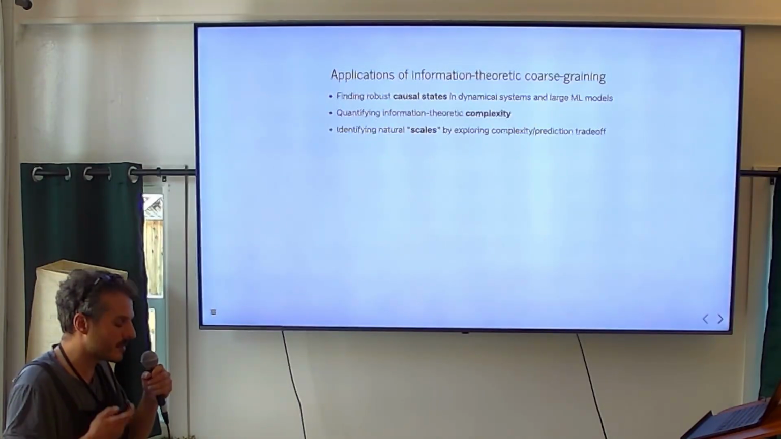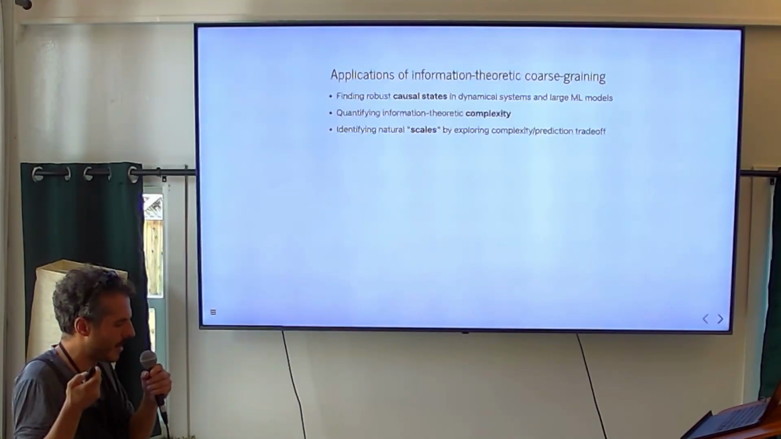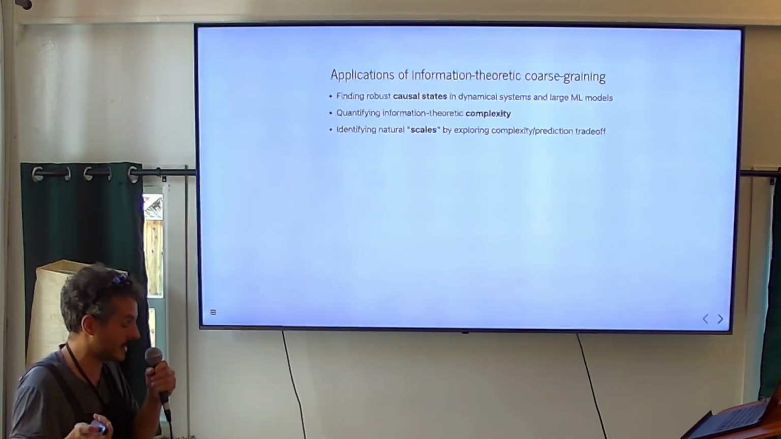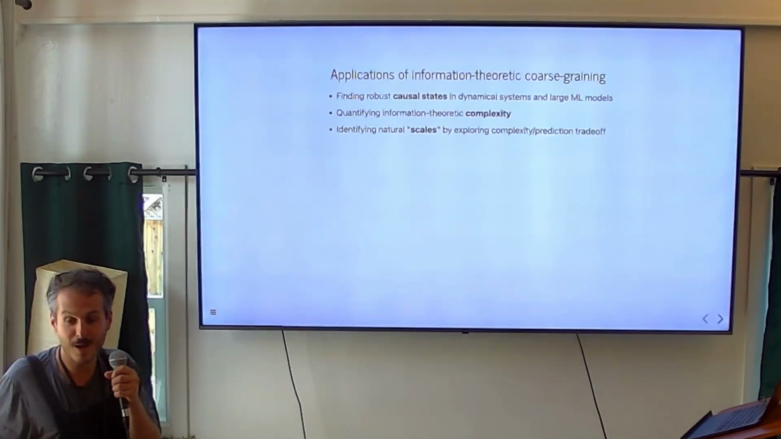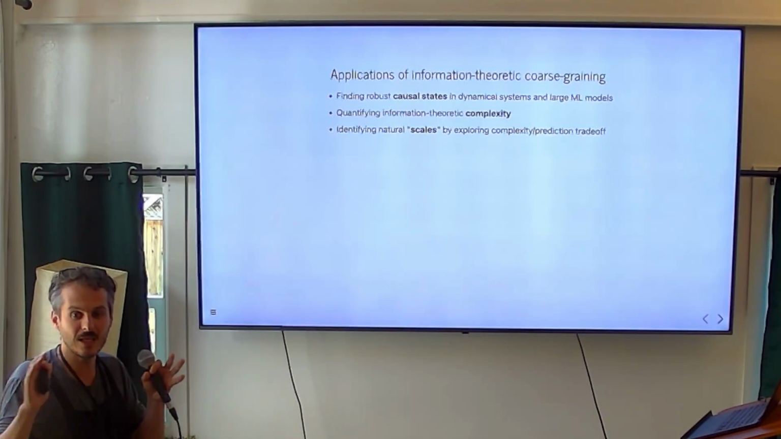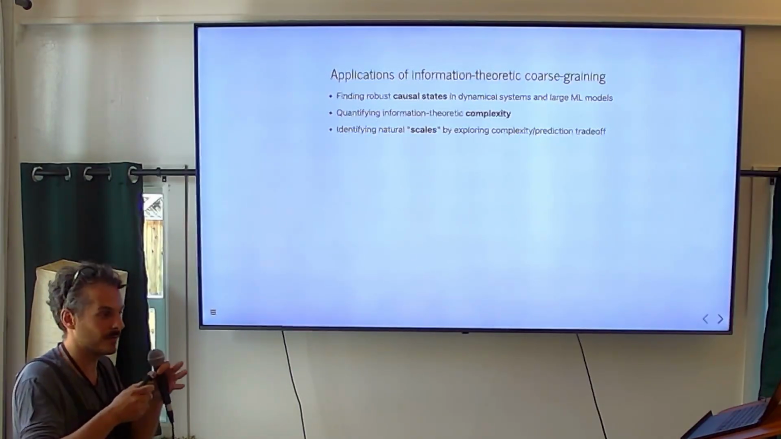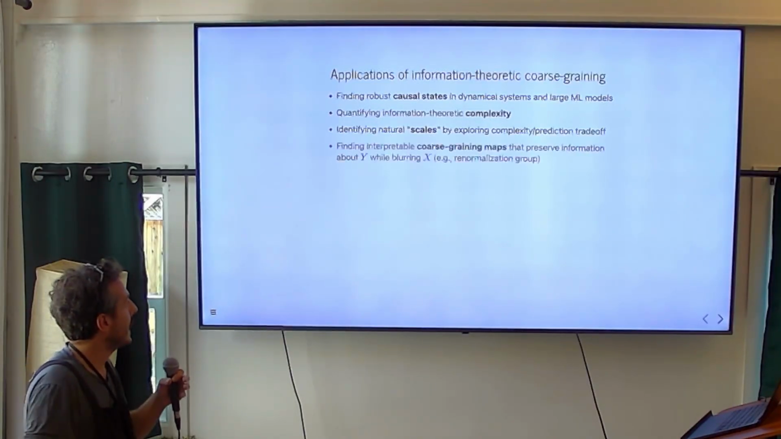And another thing we want to do is, if we have some measure of how approximate we want this statistic to be, then we can vary that parameter and sweep across different coarse grainings of the system and see what the natural scales are. What are the natural coarse grainings that emerge?